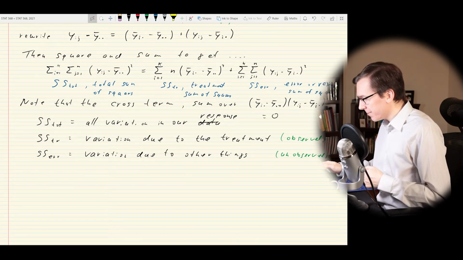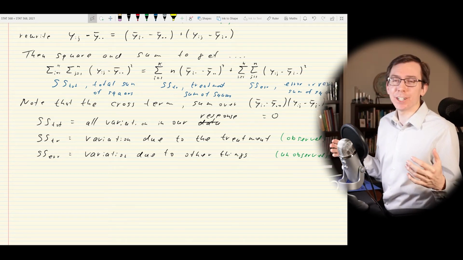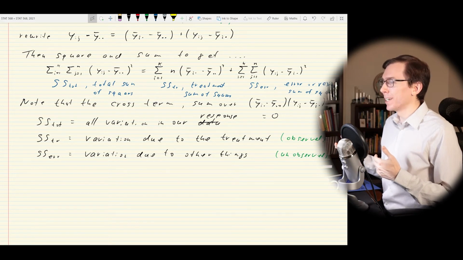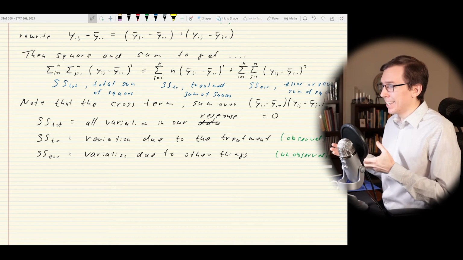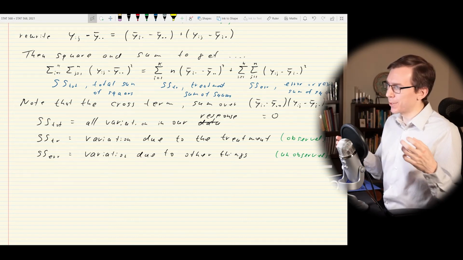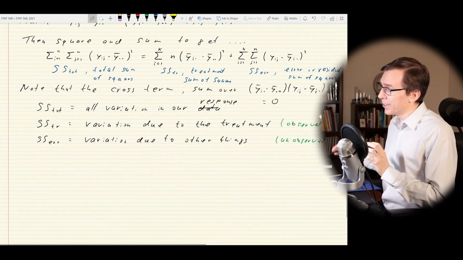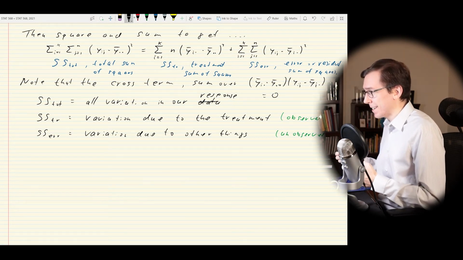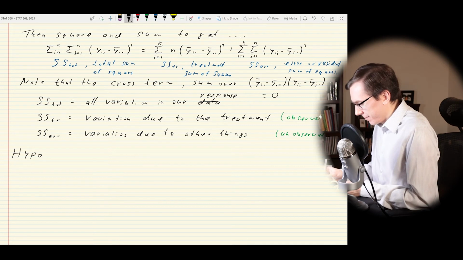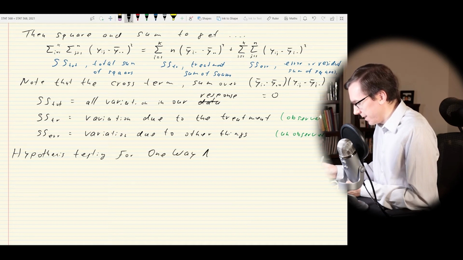Again, we're throwing a whole bunch of notation out here, but effectively all we're doing is measuring a bunch of observations, y ij, and then taking that sum of squares and decomposing it into two pieces. And those two pieces are going to be critical for hypothesis testing. So let's do hypothesis testing for one-way ANOVA.